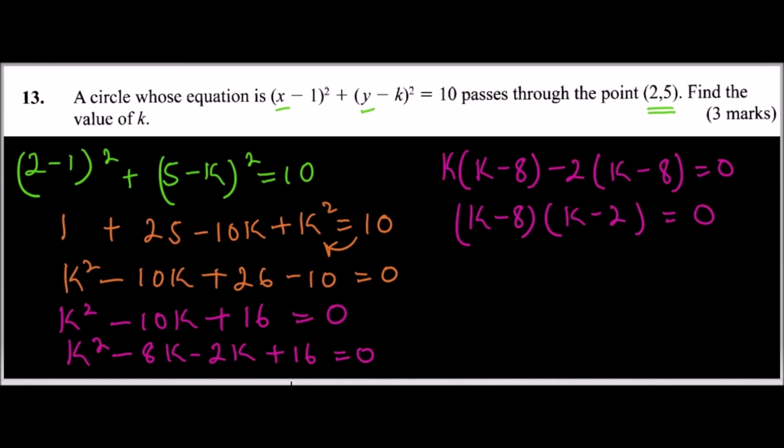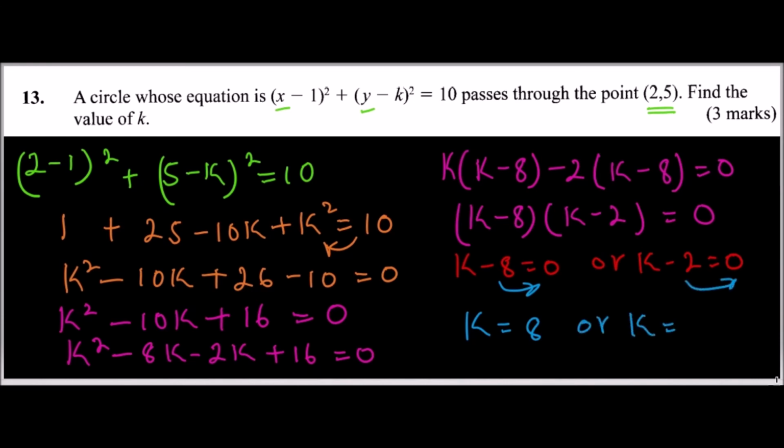Since we are told to find the value of k, what we say is that either k minus 8 equals 0 or k minus 2 equals 0. So we take 8 to the other side. We have k equals 8, and we also take 2 to the other side, or k equals 2. So k is satisfied by two values, that is 8 and 2, and with that you get 3 marks.